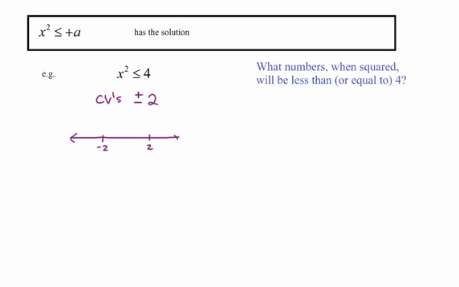This time, we want to know when we square a number, is it going to be less than 4? Let's test an area. Would it work at negative 3? Negative 3 squared is positive 9. Is that less than 4? No. How about 0? 0 squared is less than 4, yes. So it's going to be the area in between here. Then test greater than 2. 3 squared is not less than 4. So our solution is between negative 2 and 2.